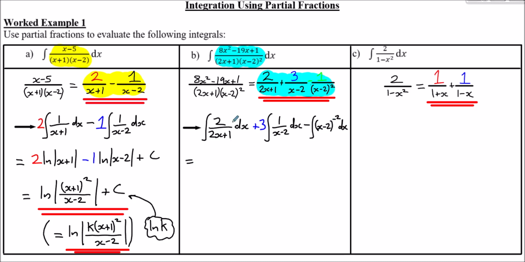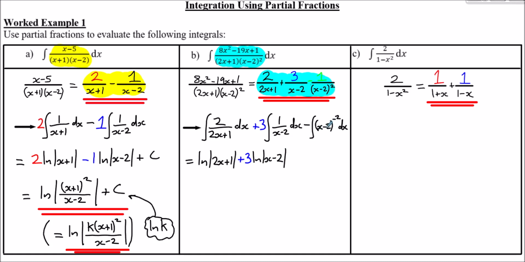So now we can integrate these individually. So the integral of this with respect to x is going to be ln mod 2x plus 1. The integral of this with respect to x is going to be plus 3 lots of a natural log of x minus 2, the mod of all that.